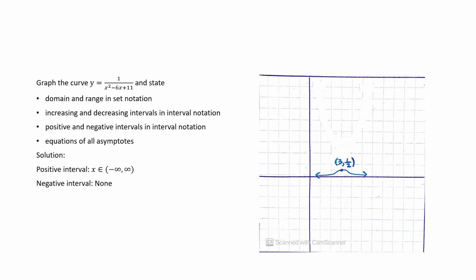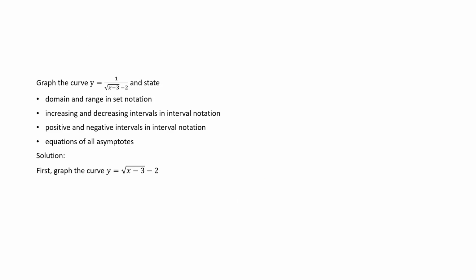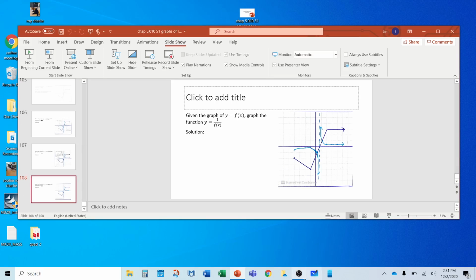I'll accept either. Your positive interval, that means the interval of x values over which you get a positive y value. Well, that's from -∞ to infinity. Every real number imaginable will give you a positive y coordinate. There is no negative interval. We have a horizontal asymptote at y equals 0, and we have no vertical asymptotes. Okay, and we're going to do these other curves in a later presentation.